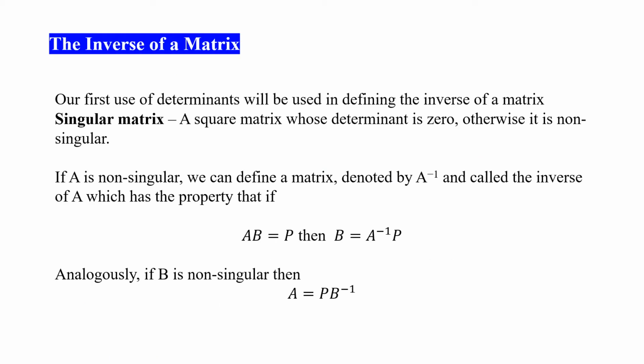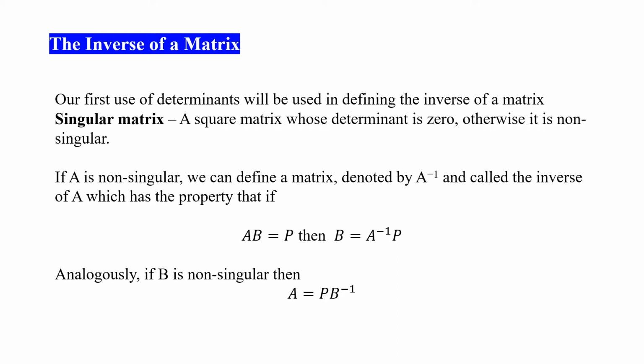Our first use of determinants will be in defining the inverse of a matrix. But before knowing how to find the inverse of a matrix, let's first discuss singular and non-singular matrices. A singular matrix is a square matrix whose determinant is zero. Otherwise, it is non-singular.